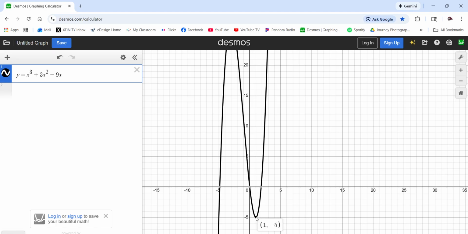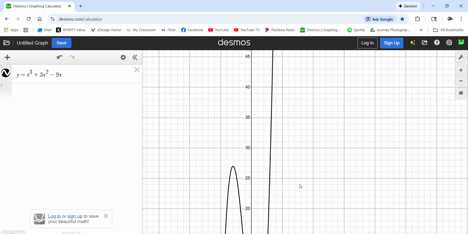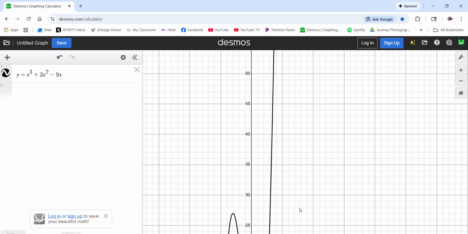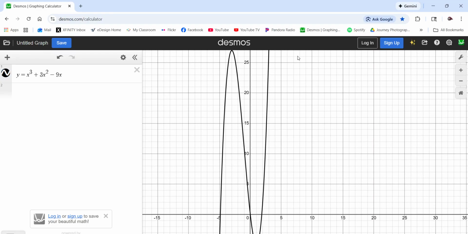Let's get exactly where it is. 1, -5. And so how would you write this? You could say x is greater than 1, or you could say it's increasing from 1 to infinity. Right. So from 1 to infinity, it's increasing because it keeps on going up and up and it never turns back down again. You with me on that?